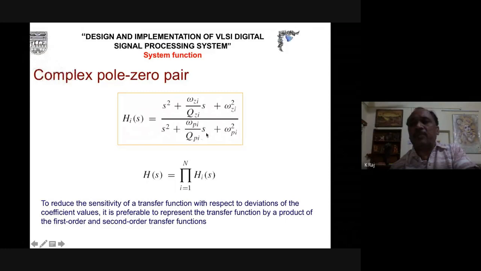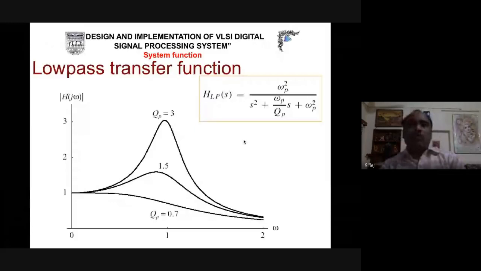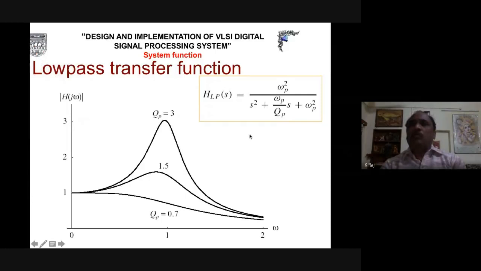Now, to represent the transfer function of a low pass filter, just recall how it is represented. The second order low pass filter is omega_p square divided by s square plus omega_p upon Q_p multiplied by s plus omega_p square. And in the graph, when Q is 1 by root 2 or 0.707, we get a flat response. As we increase Q from this value, we get a peak.